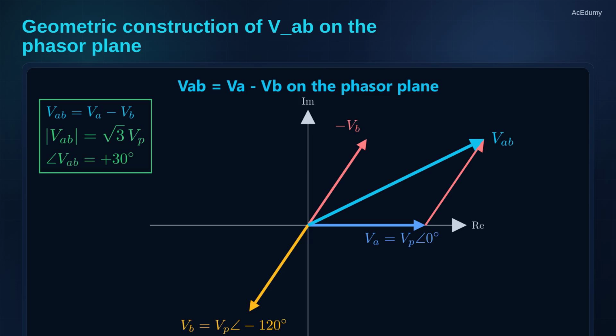Two equal sides of length VP meet at an internal angle of 60 degrees, so the diagonal length comes from the cosine rule: square root of 3 times VP. The diagonal lands at plus 30 degrees. VAB leads VA by 30 degrees, with magnitude root 3 VP.